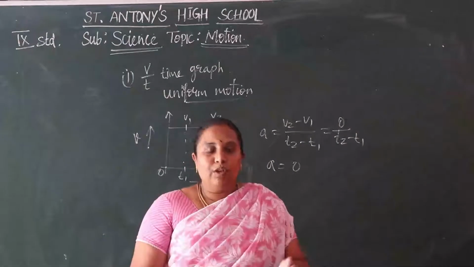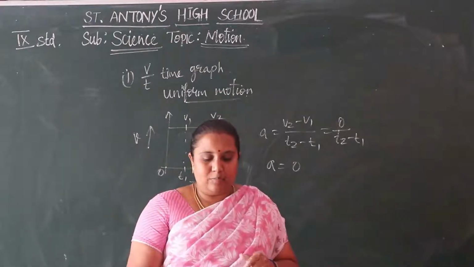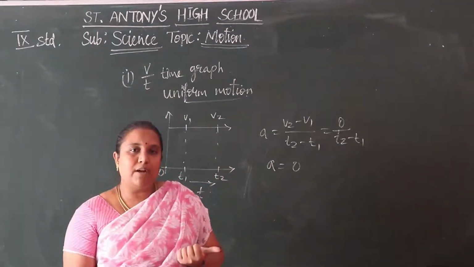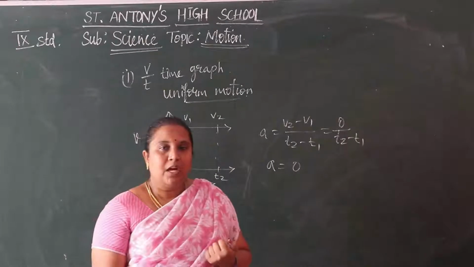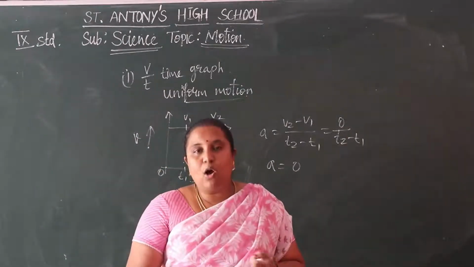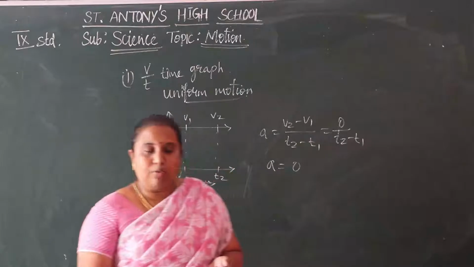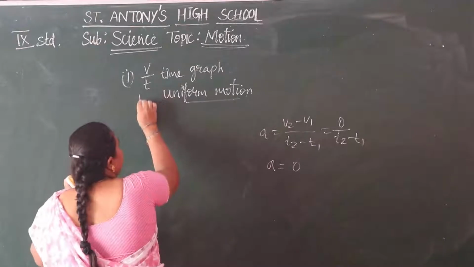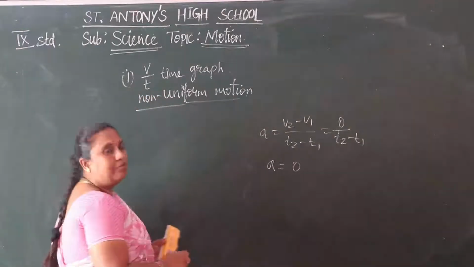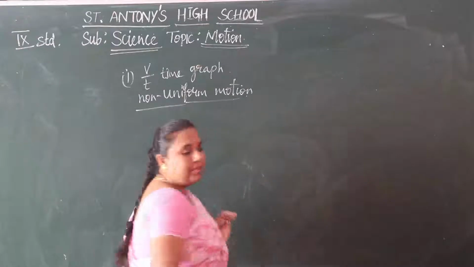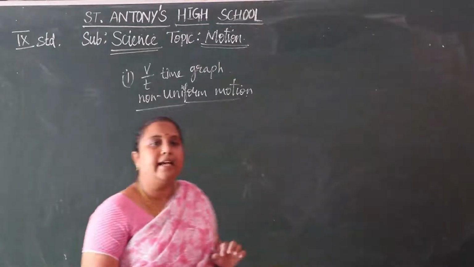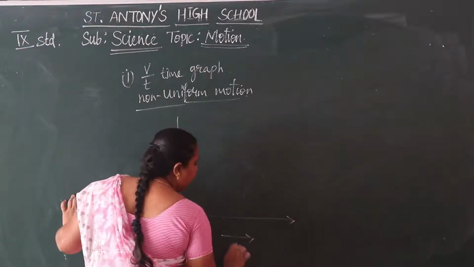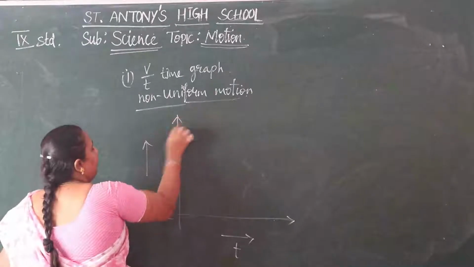And then the v-t graph for uniformly accelerated motion. This is also uniformly accelerated motion, so v2 minus v1 by t2 minus t1. And then the v-t graph for non-uniformly accelerated motion. How to find out non-uniformly accelerated motion? For non-uniform motion also we can take the same axes: time on the x-axis and velocity on the y-axis.